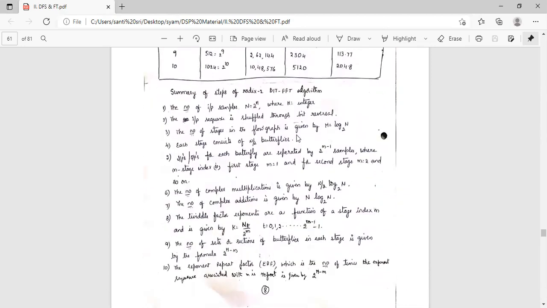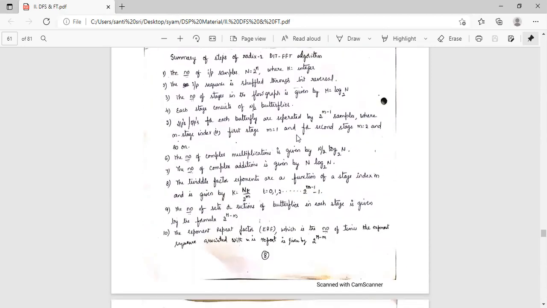Summary of steps of the radix-2 DIT FFT algorithm, the decimation in time FFT algorithm. First step: the number of input samples is n equal to 2 power m, where m is an integer. The input sequence is shuffled by bit reversal. The number of stages in the flow graph is given by m equal to log n to the base 2. Each stage consists of n by 2 butterflies. Inputs and outputs for each butterfly are separated by 2 power m minus 1 samples, where m is the stage index, that is, for the first stage m equal to 1, for the second stage m equal to 2, and so on.